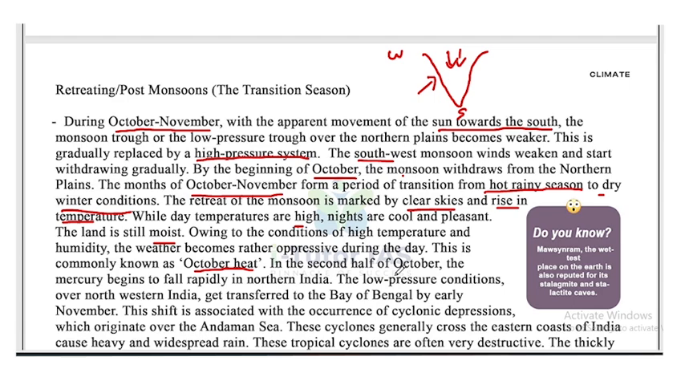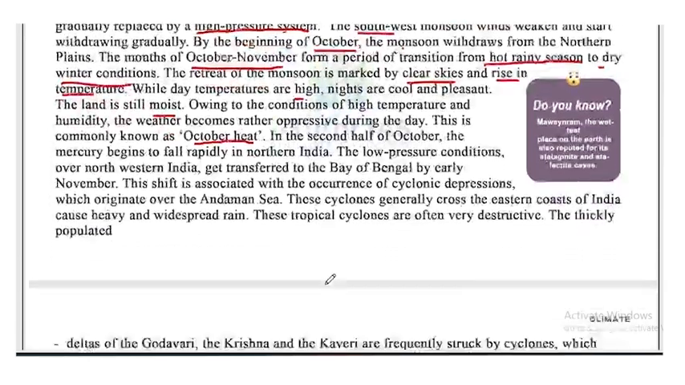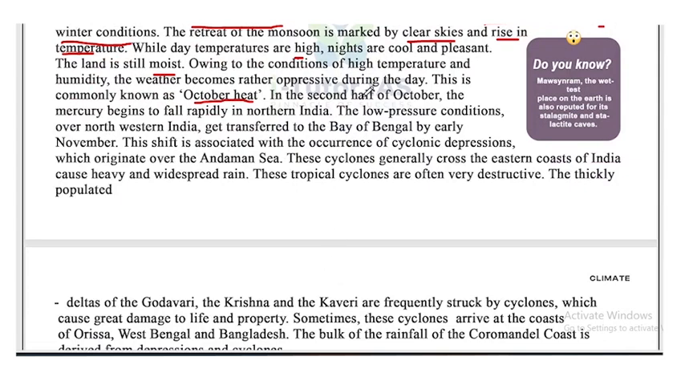In the second half of October, the mercury begins to fall rapidly in northern India. The low pressure conditions over northwestern India get transferred to the Bay of Bengal by early November. This shift is associated with the occurrence of cyclonic depressions which originate over the Andaman Sea. These cyclones generally cross the eastern coast of India and cause heavy and widespread rain. These tropical cyclones are often very destructive, and thickly populated deltas of Godavari, Krishna and the Kaveri are frequently struck by the cyclones.